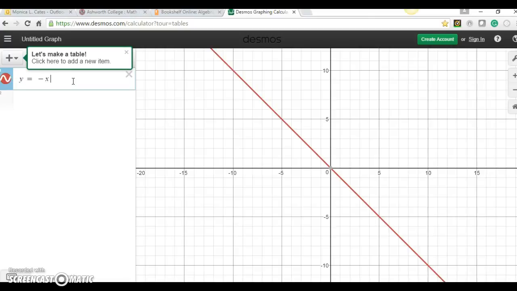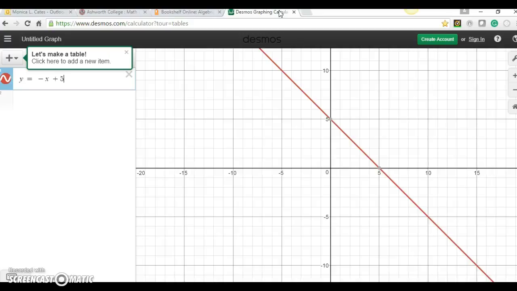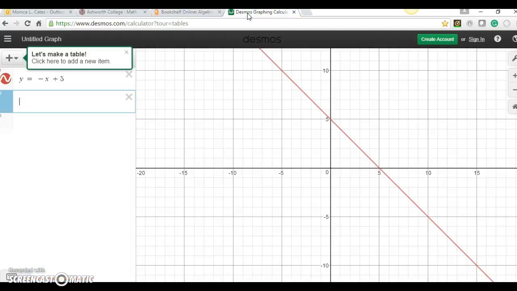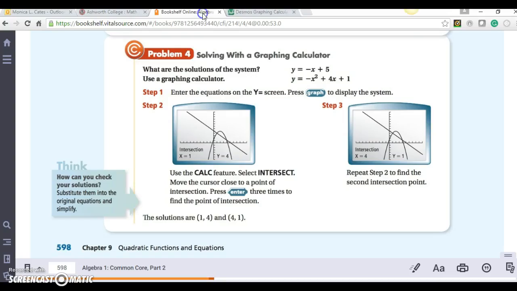Y equals negative x plus 5, the first one, and negative x squared plus 4x plus 1 is the second one. And so my solutions are at 1, 4, and 4, 1. And let's see if that's the same thing they got. Yep, 1, 4, and 4, 1.